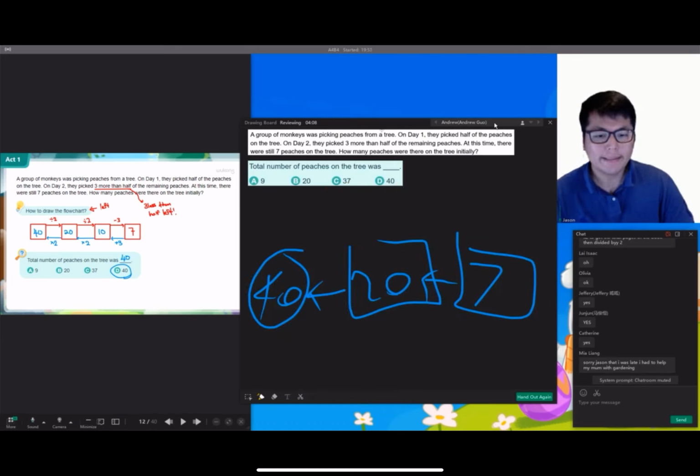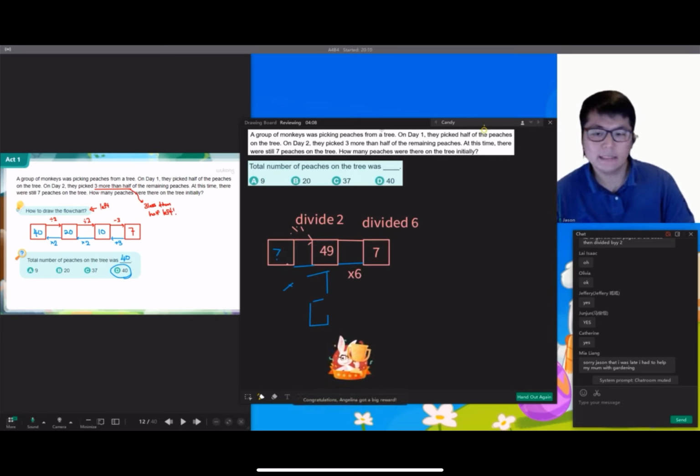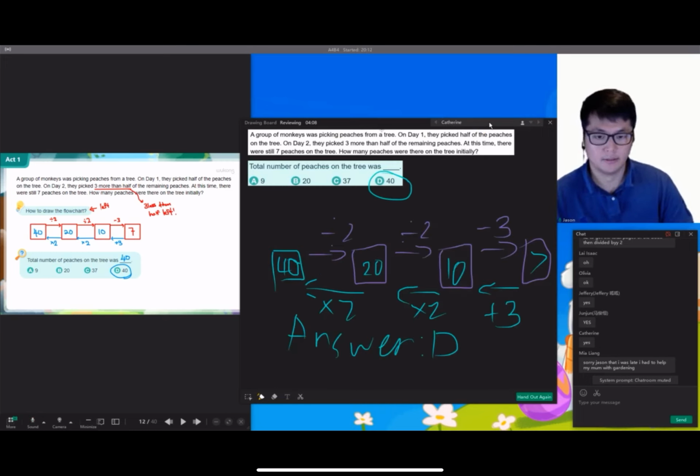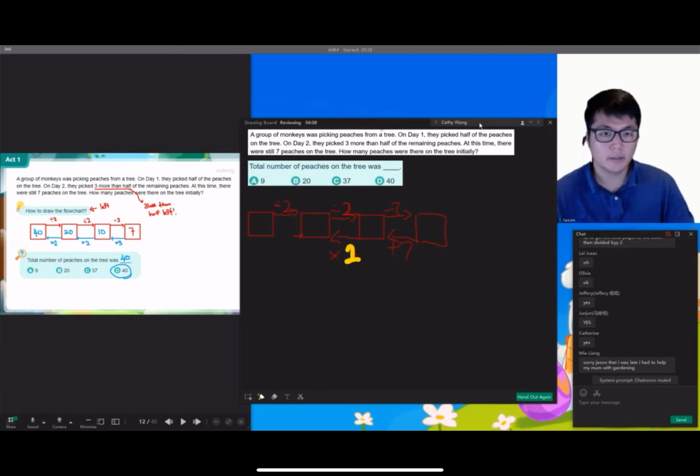And Andrew, no, sorry, that's not a correct flowchart. And let's see. Going forward, forward, forward, backwards, backwards, backwards. Perfect, Angelina. This is very nice. And Candy, no, sorry. Catherine, forward, forward, forward, backwards, backwards, backwards. Catherine, very nice. And Kathy, ooh. Yes, the flowchart looks right, but I think you ran out of time, and it's times 2, not 3, by the way.